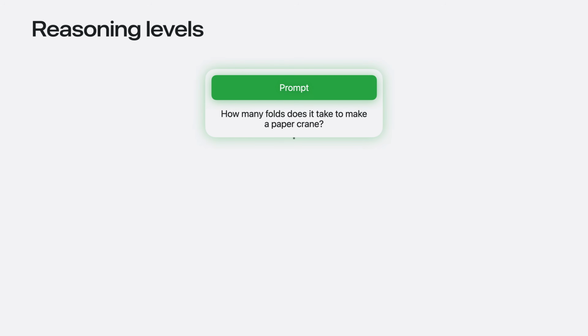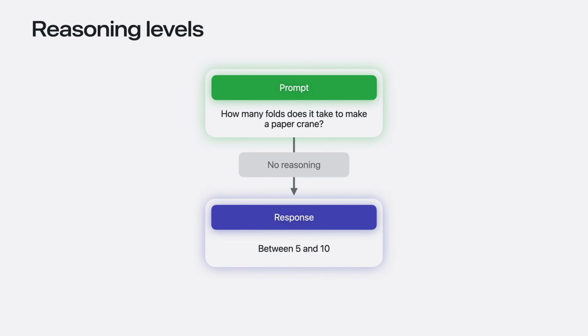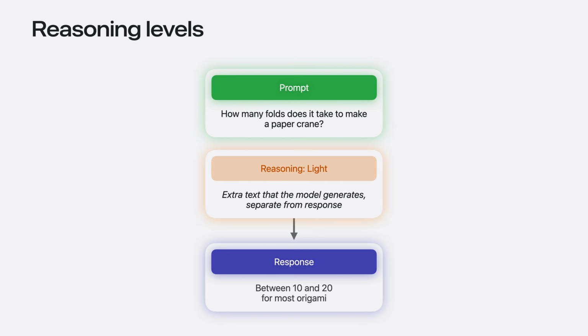But what is reasoning? When an LLM responds to your prompt, it typically just reads the prompt and generates a response. With reasoning, the model thinks before it generates the response. This literally happens by letting the model generate extra text in a separate segment of the transcript.